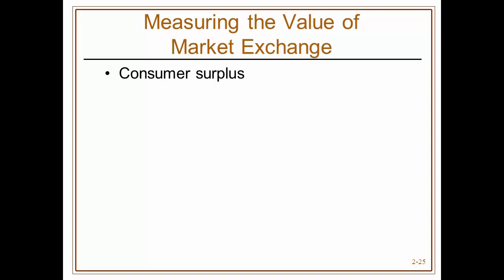We have these terms of consumer surplus and producer surplus. And the idea of consumer surplus kind of relates to the notion of, well, most people have an idea of how much they'd be willing to pay for something, or how valuable they find the product to be.